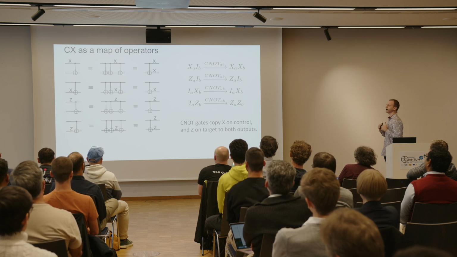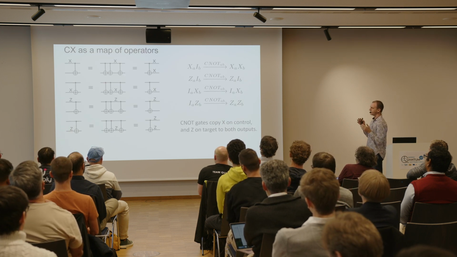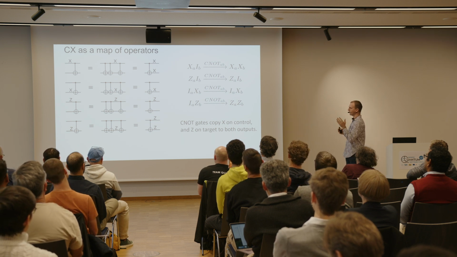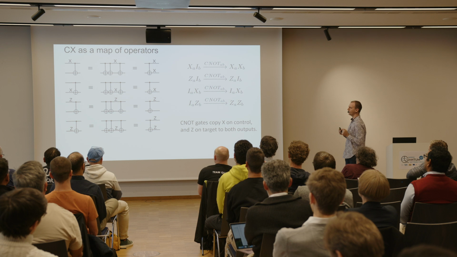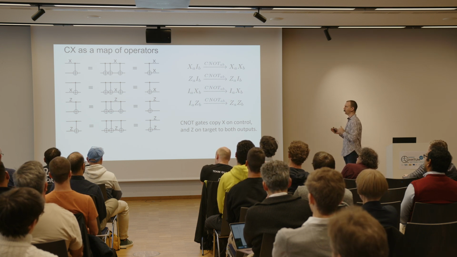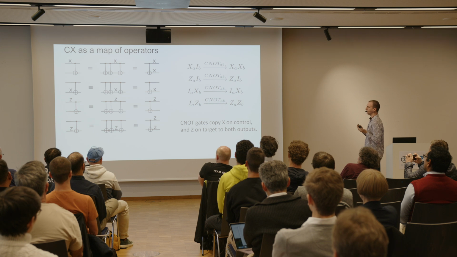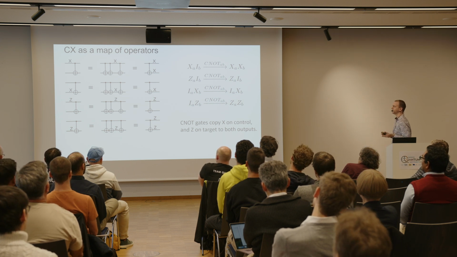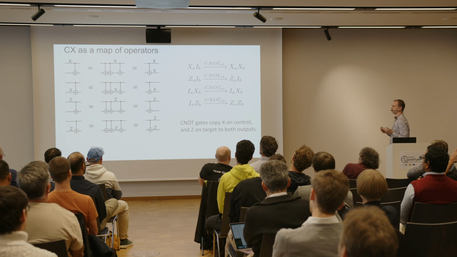A CNOT gate is a map of operators. So everything on the left is just a bunch of matrix multiplication, right? X on the control, sandwich it between a few more CNOT gates, multiply it out, you get two X's on the output. So the definition of a CNOT gate that we care about and will be using is this map of operators.